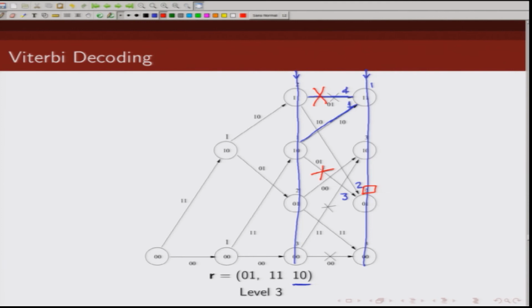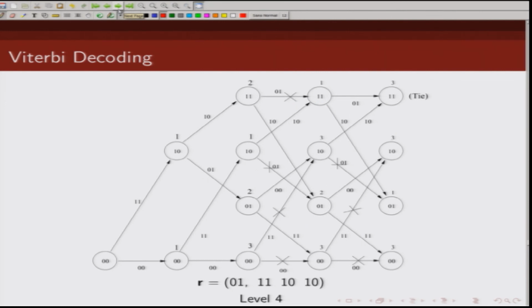So, at each node I am going to find out the partial path metric corresponding to all the branches that terminate at that particular state, and I am going to keep the one which gives me the best path metric. I am going to keep track of the path metric value and also keep track of the surviving path. So, this step will be repeated. The same thing I do here.